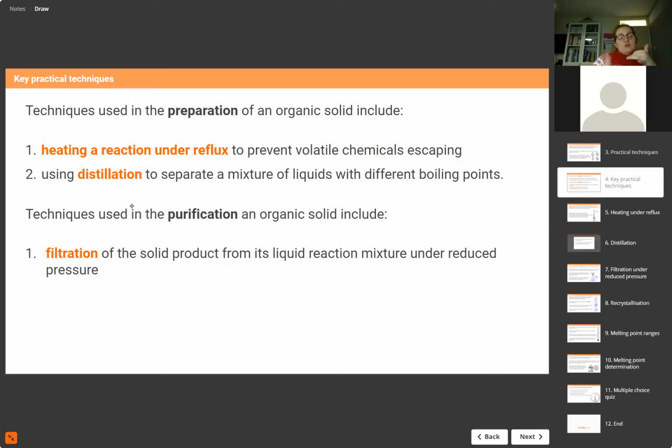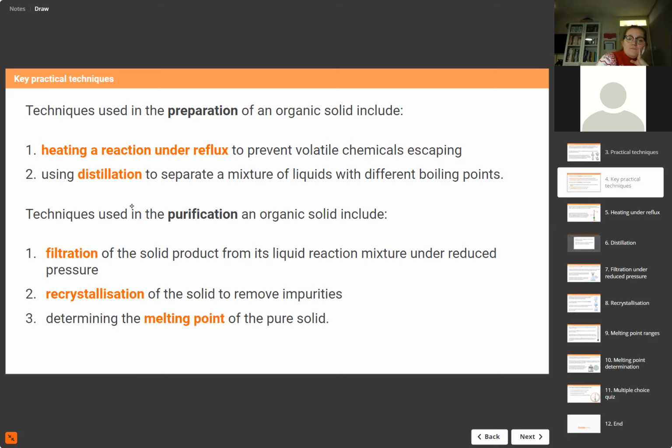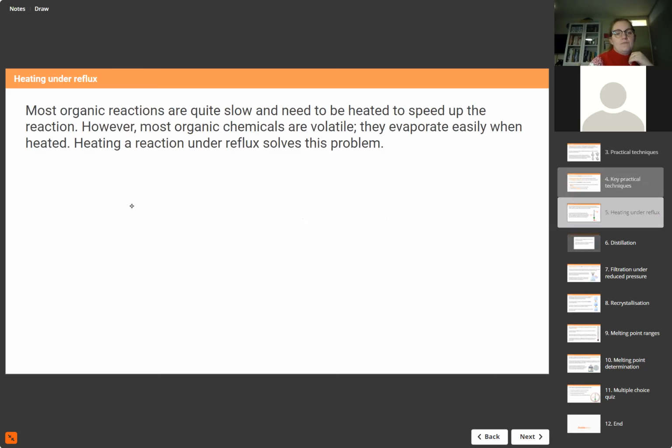Purification, we could use filtration of a solid product from its liquid reaction mixture under reduced pressure. We might use recrystallization of the solid to remove impurities. And we might use determining the melting point of the pure solid to use that to then purify it.